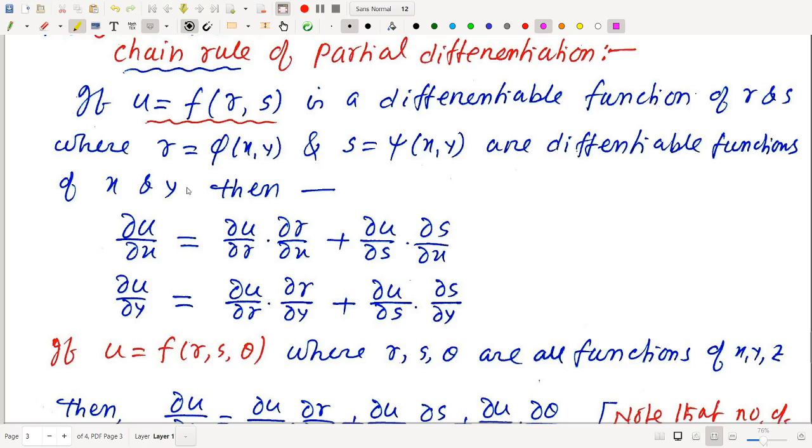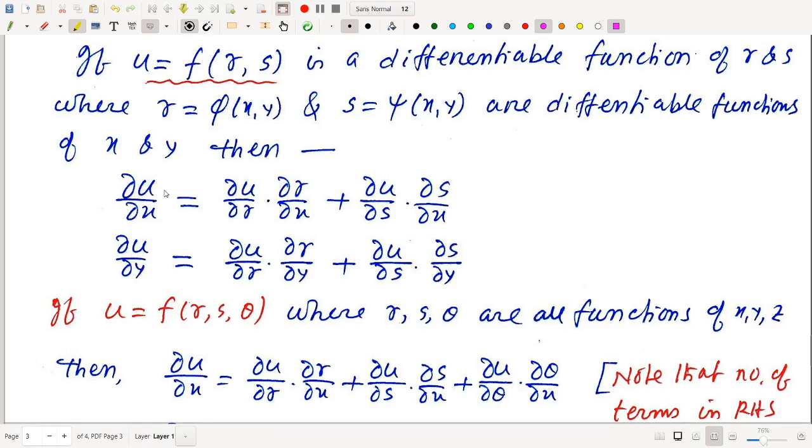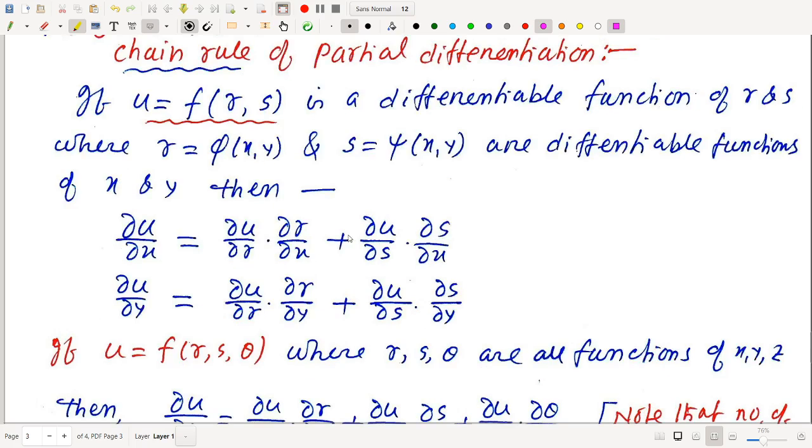Then what is ∂u/∂x? Ultimately u is a function of x and y. If we put the value of r, φ of x, y, and the value of s, ψ of x, y, ultimately u is a function of x and y. So surely we can talk of ∂u/∂x. So then the rule is that ∂u/∂x is ∂u/∂r into ∂r/∂x plus ∂u/∂s into ∂s/∂x. This is change of variable, or the chain rule of differentiation in the case of partial derivatives.